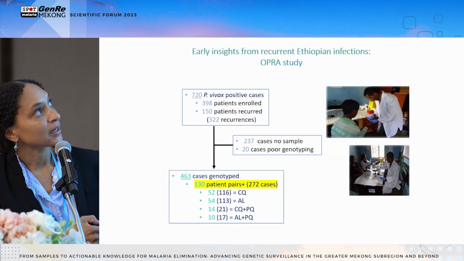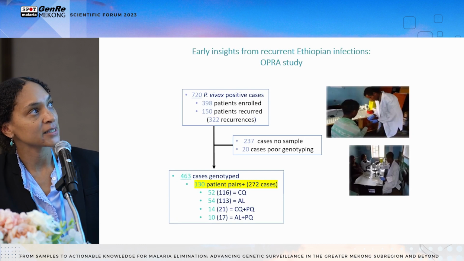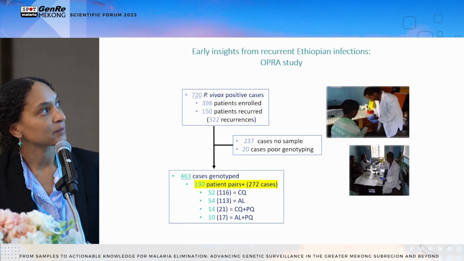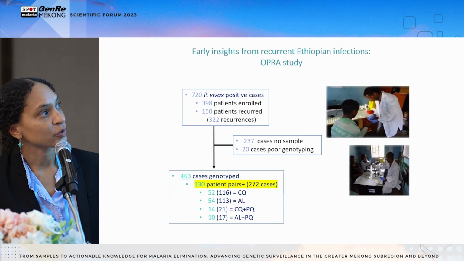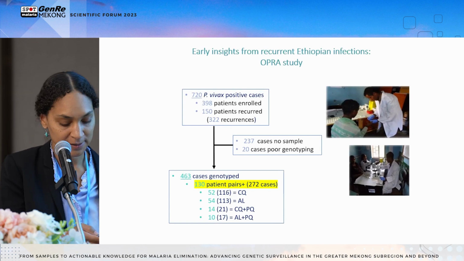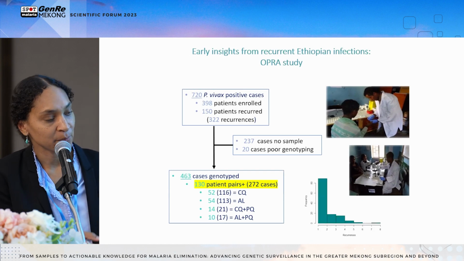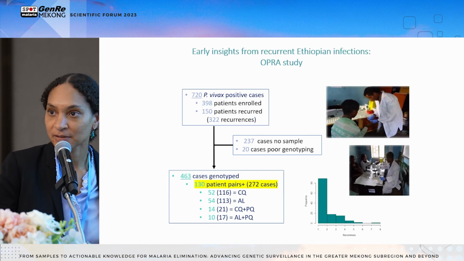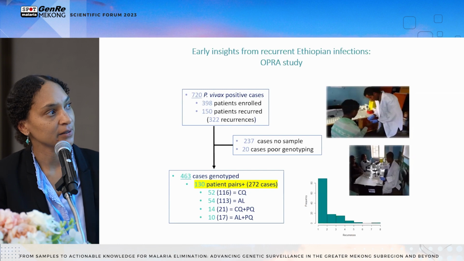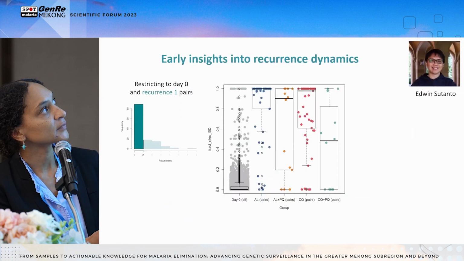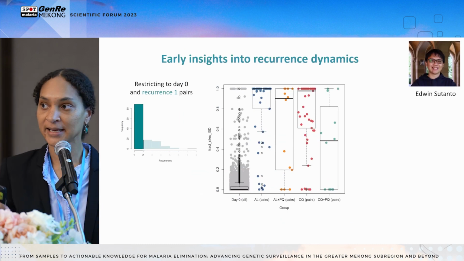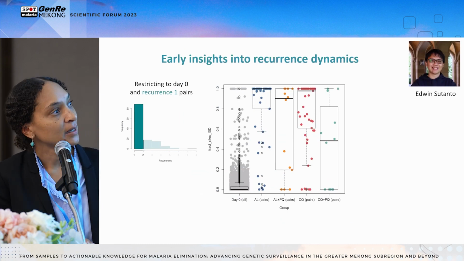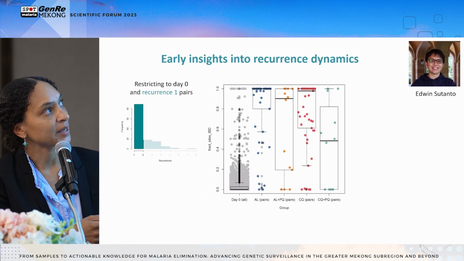So from about 720 patients or positive cases, we lost some where we had no DNA, but managed to get 460 odd genotypes, which equated to about 130 patient pairs plus. I refer to pairs plus because, of course, some patients over that 1 year follow-up had multiple recurrences. And if we just as a start look at that day naught and the first recurrence, we can start to get a bit of information.